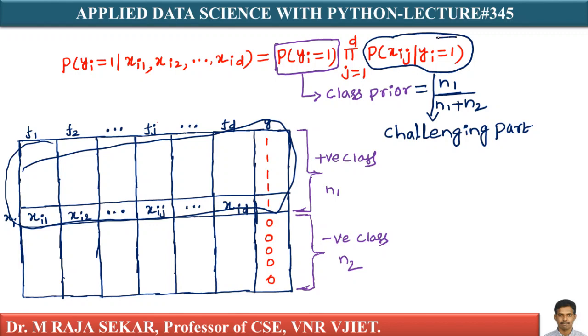The condition is yi equal to 1. Y equal to 1 means what? Positive label data. 0 means negative label data. So let's only look at the data which is positive label data.